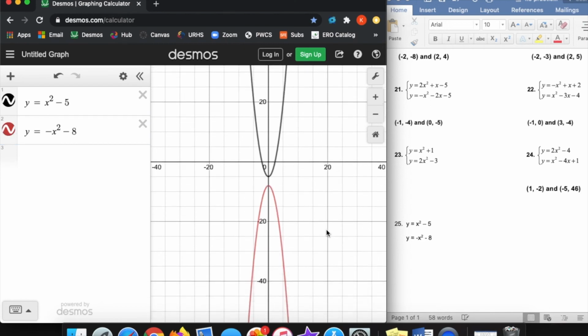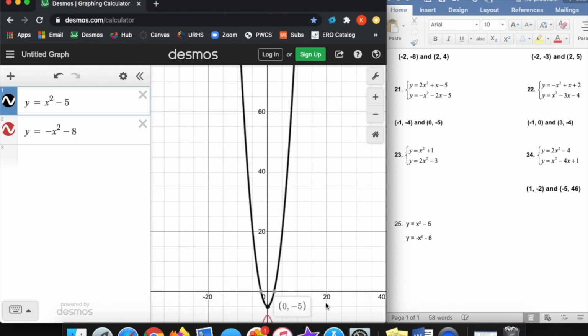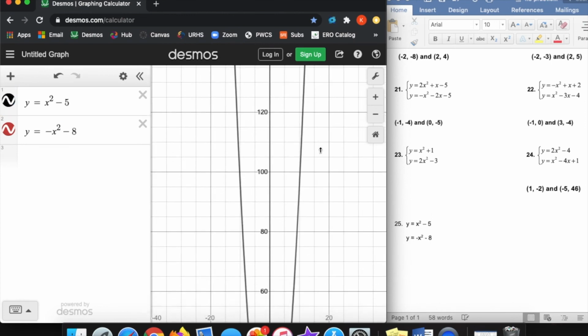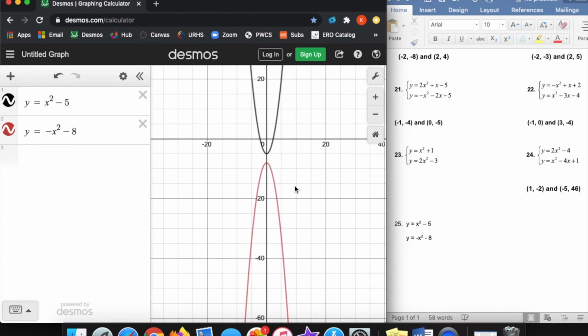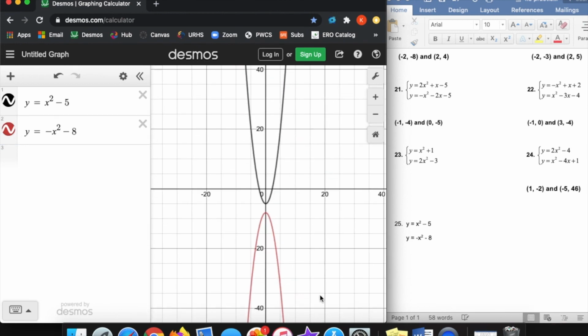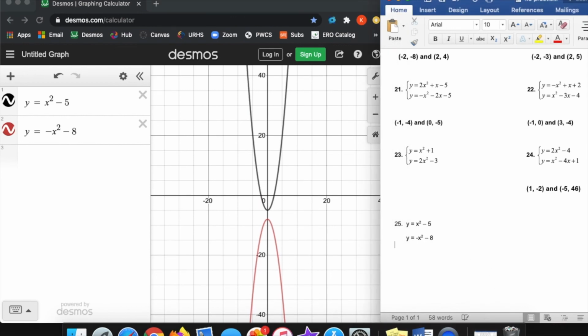We look at these curves, and one is going to be going up. The lowest it ever goes is negative 5, and we know from domain and range this will go up forever and ever. And then this red curve, the highest it ever goes is negative 8, and it's going down forever and ever. So what would I say here? These don't intersect anywhere, so in that case there would be no real solutions to this problem, because they don't intersect anywhere.